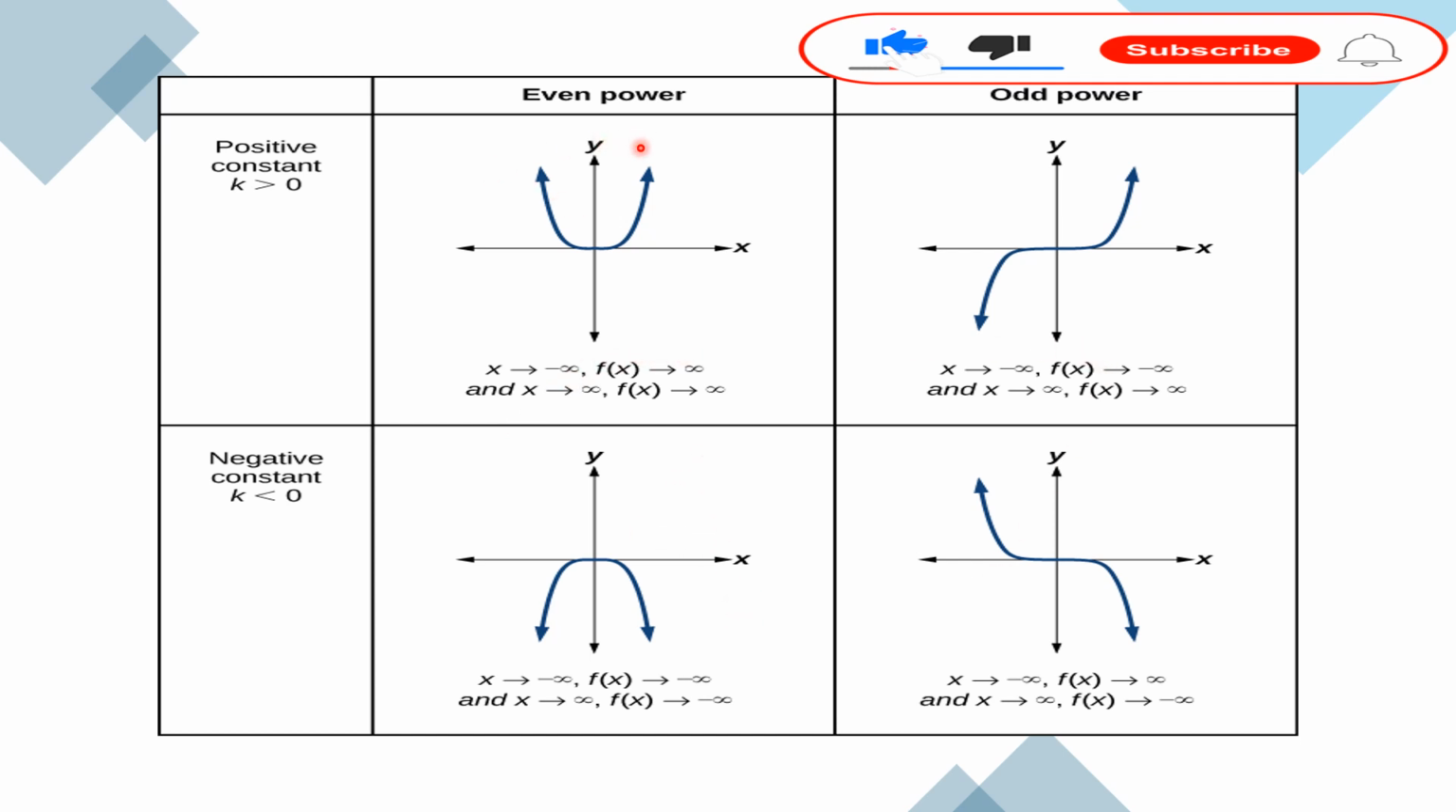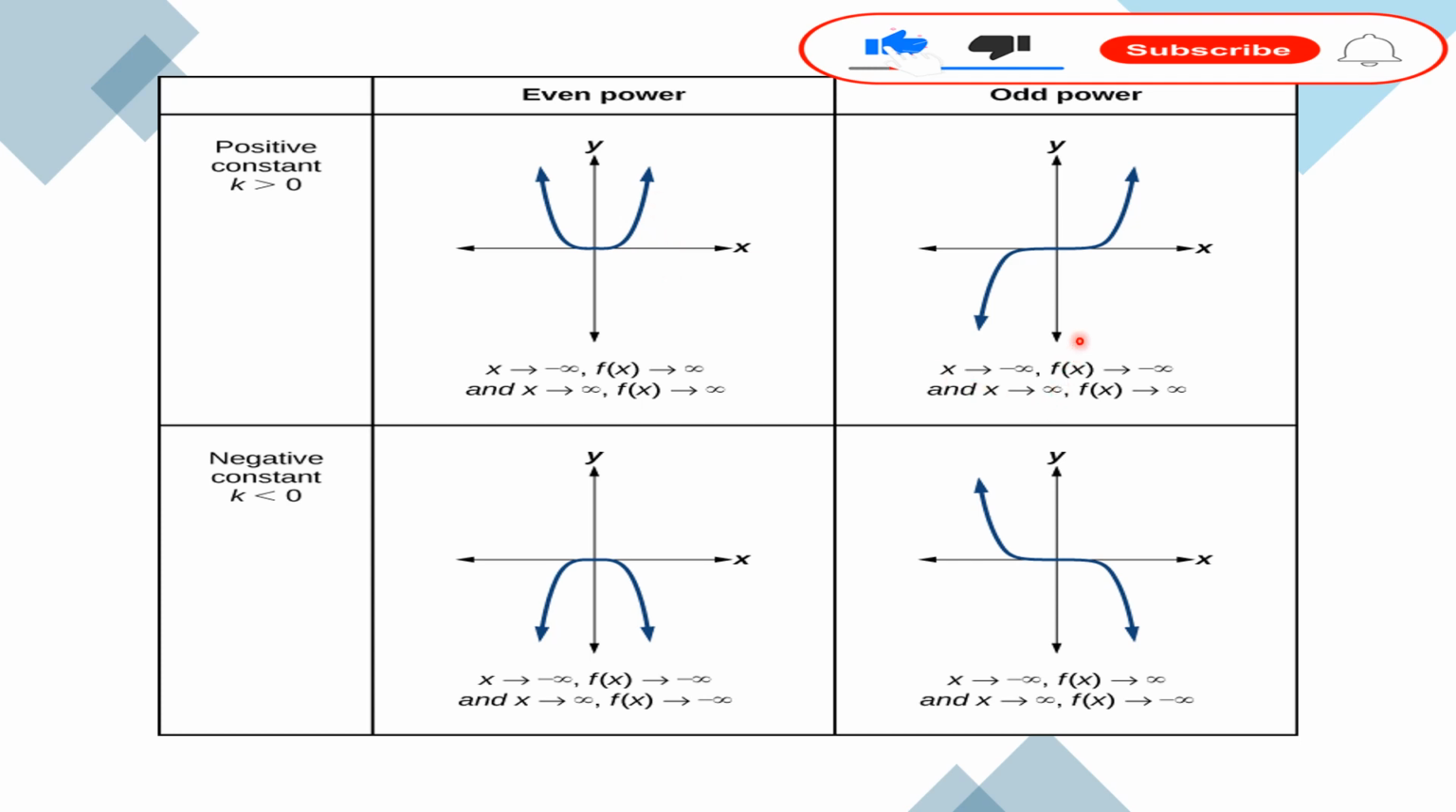For even power functions like x squared, x to the 4, x to the 6, if k is greater than 0, which means the power of x is positive, we have this graph. If we observe on the x-axis, as x goes to minus infinity, f of x goes to plus infinity. If x goes to positive infinity, then this branch also goes to positive infinity.